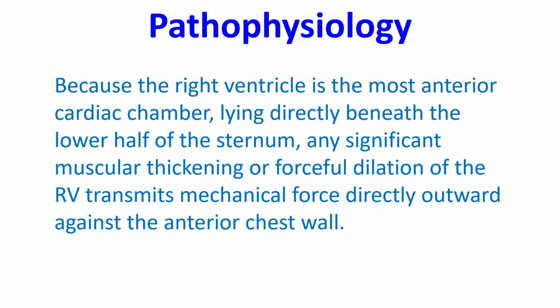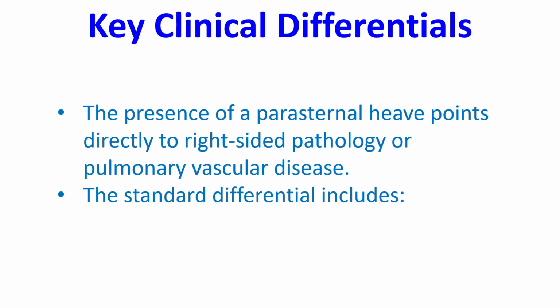Because the right ventricle is the most anterior cardiac chamber, lying directly beneath the lower half of the sternum, any significant muscular thickening or forceful dilatation of the RV transmits mechanical force directly outward against the anterior chest wall. The presence of a parasternal heave points directly to right-sided pathology or pulmonary vascular disease.